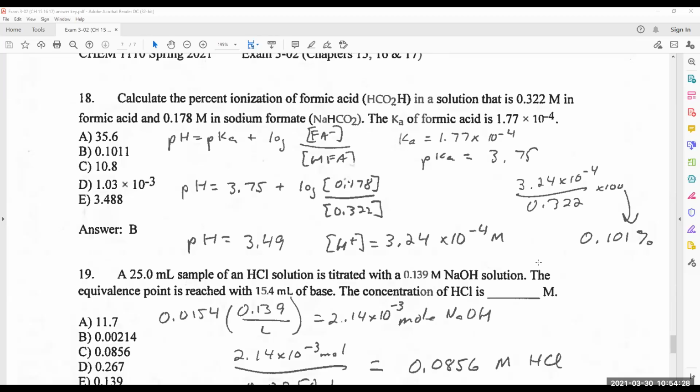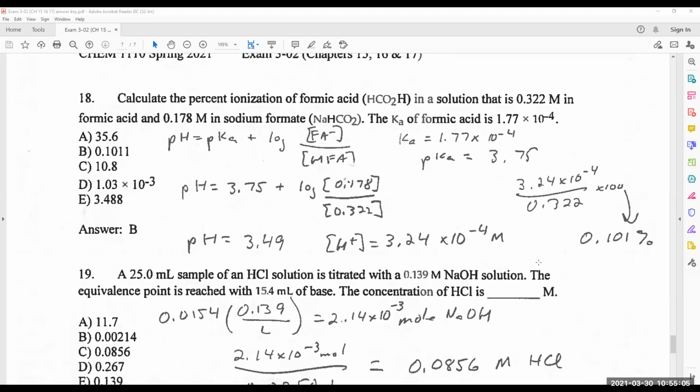Well, we wanted the percent ionization of the formic acid. So now, 3.24 times 10 to the minus 4 is our hydrogen ion concentration. We divide that by what we started with in terms of the concentration of the acid, which was 0.322. And since we want it expressed as a percentage, we multiply that ratio by 100. If we do that, we get 0.101%.